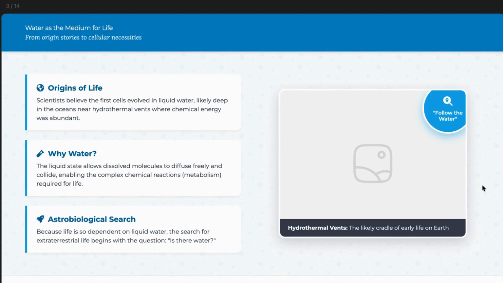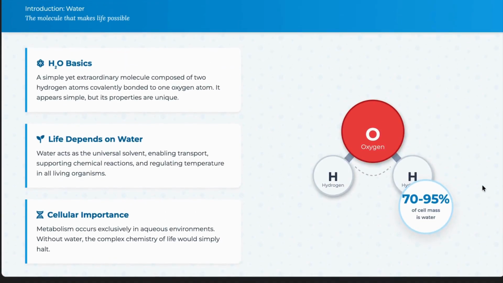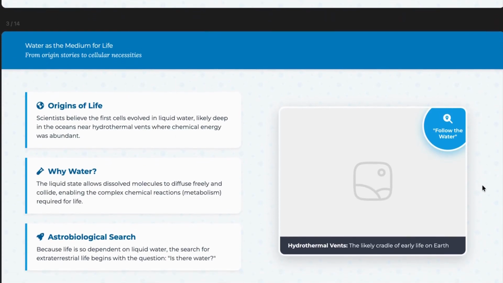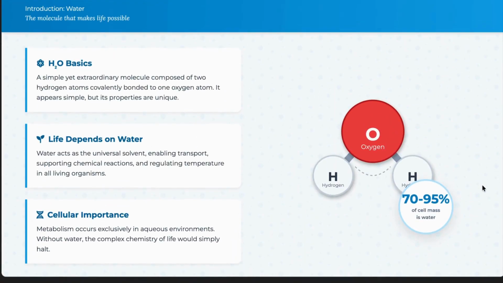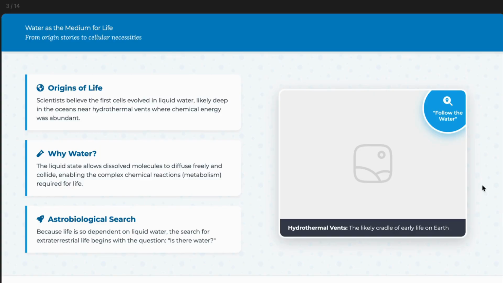Scientists believe the first cells evolved in water, possibly deep oceans near hydrothermal vents. But why water? It is because it allows dissolved molecules to move freely. It enables chemical reactions. Most metabolic processes occur in aqueous environments, and 70 to 95% of a cell's mass is water. Life is so dependent on water that when scientists search for life on other planets, the first question they ask is, is there water?